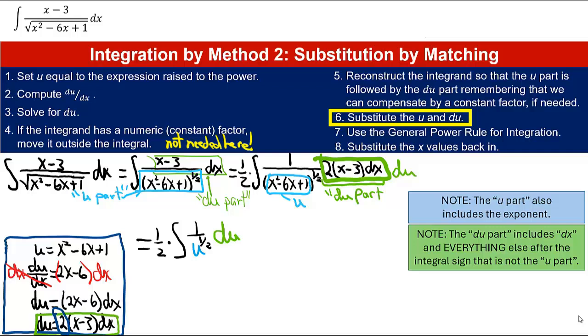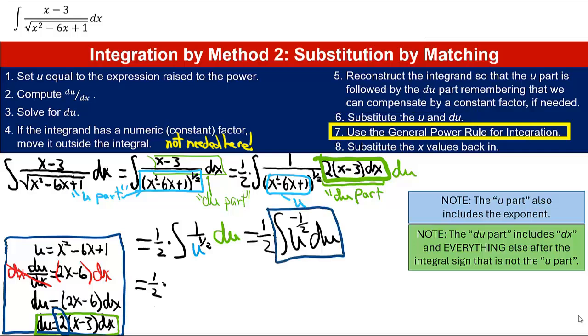The one thing I would warn you about is that the general power rule for integration tells you how to take the integral of u to a power, but this is 1 over u to a power, so we need to do something about that. But luckily, we know that 1 over something to a power is that thing to a negative power. So in other words, 1 over u to the 1/2 is simply u to the minus 1/2. Now it looks like something that the general power rule for integration can take care of. As you keep working, do not drop that 1/2. You're not doing anything with it, but you need to keep carrying it along.